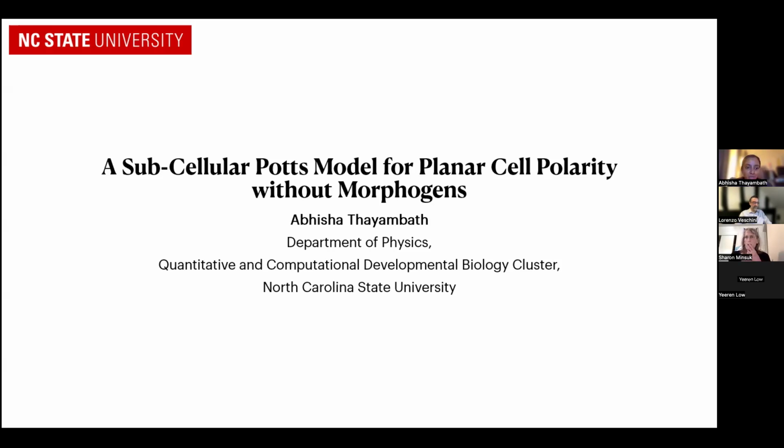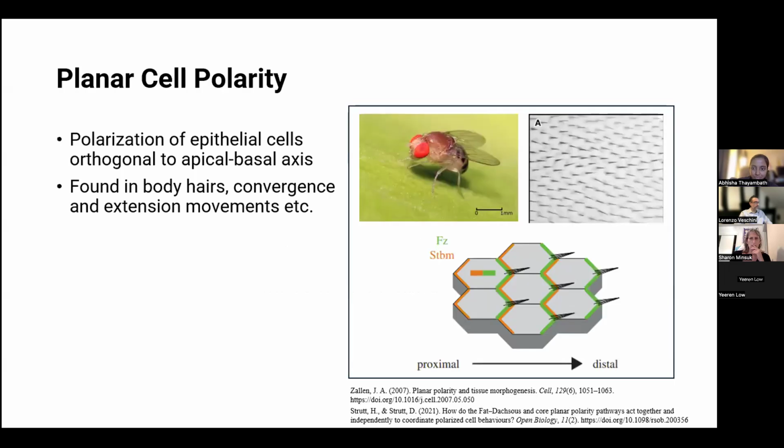So I'm going to talk about a subcellular Potts model for planar cell polarity without morphogens. We know that cells are not homogeneous bags of fluid. Most cells have a heterogeneous structure, and there are spatial differences in shape and function. This is typically referred to as cell polarity. A classic example of a polarized cell is epithelial cells with apical basal polarity, where the apical membrane faces the outside surface of the body or the lumen of internal cavities, and the basal membrane orients away from the lumen or outer body surface.